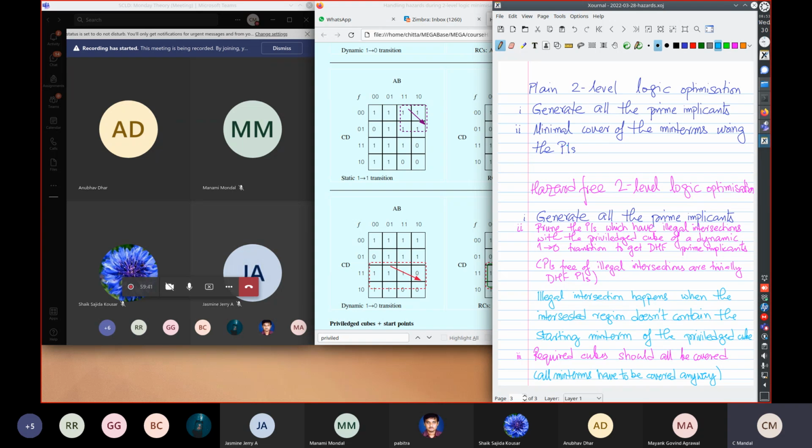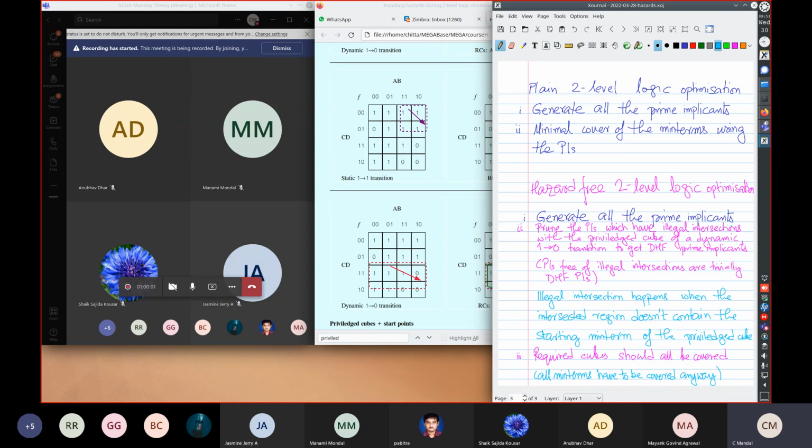Yeah? Sir, can you please show the steps once again on some other function? It would be helpful, sir. Well, I don't have another. I'll have to prepare an example there. I don't have it with me just now. But these are the steps actually.